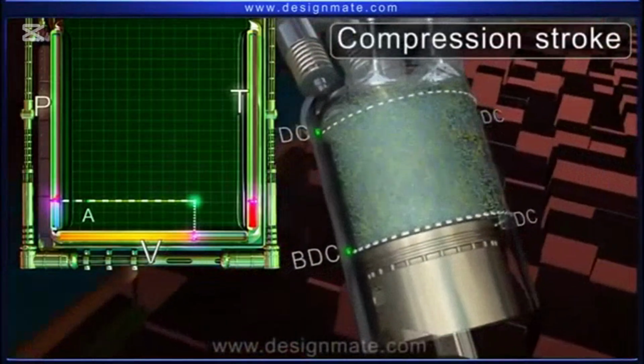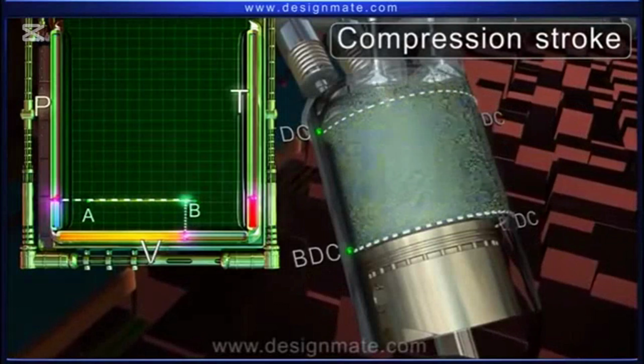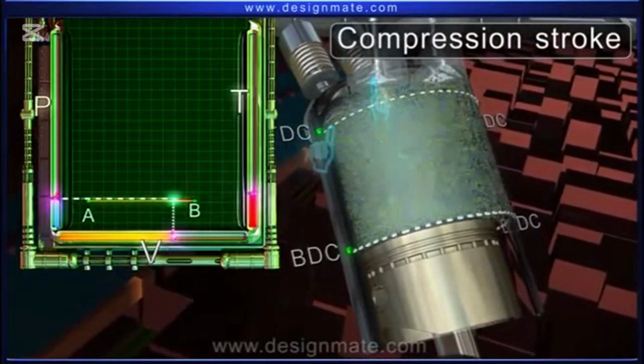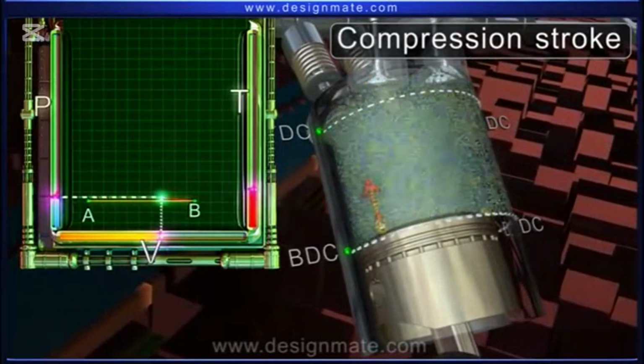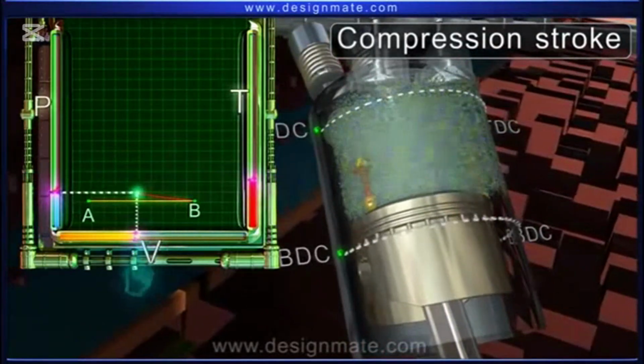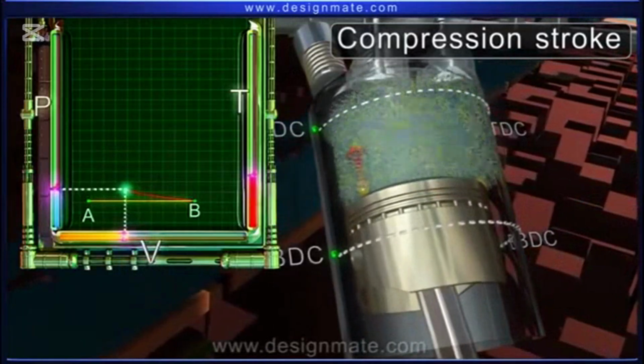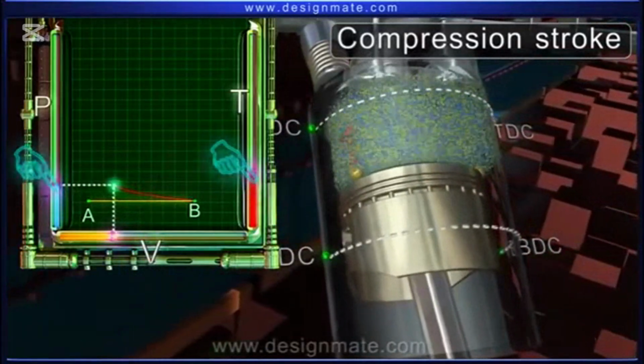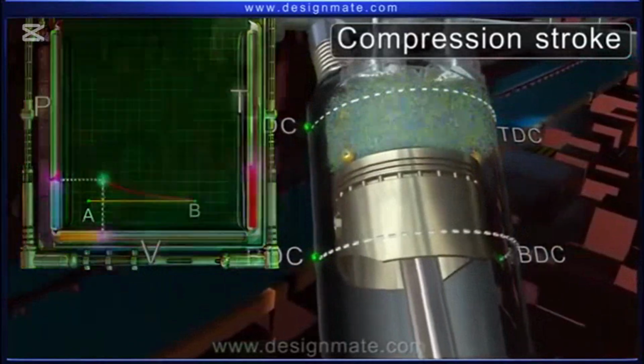Compression stroke. The piston moves upwards in the cylinder with both the valves closed, so the fuel-air mixture is compressed and its volume reduces. The compression causes an increase in pressure and temperature of the gases in the cylinder.